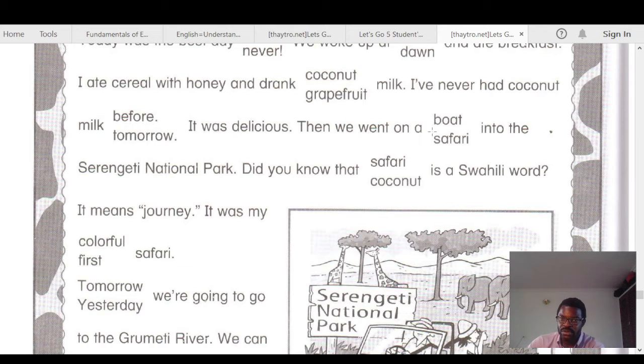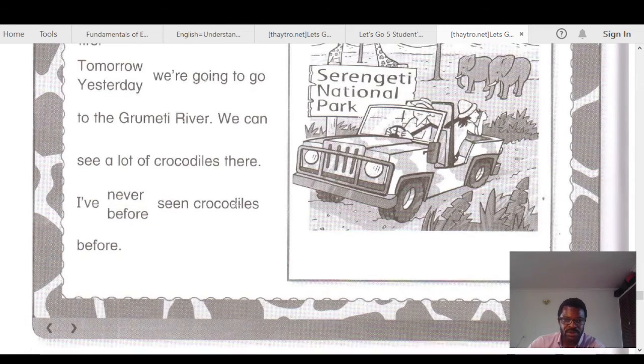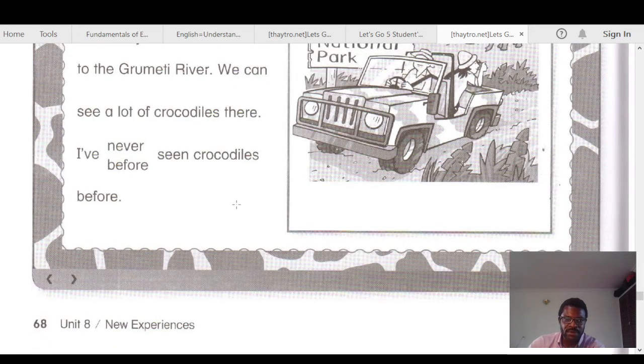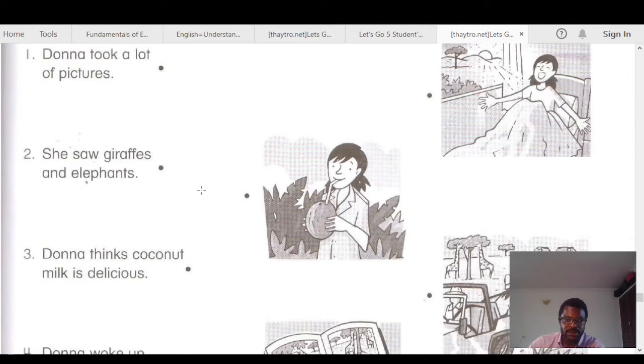Then we went on a safari into the Serengeti National Park. See, we went tells you this is simple past. So they're telling a story about where they have been. When you ask questions about the experiences you've had in the past, we use present perfect tense to do that. Okay?